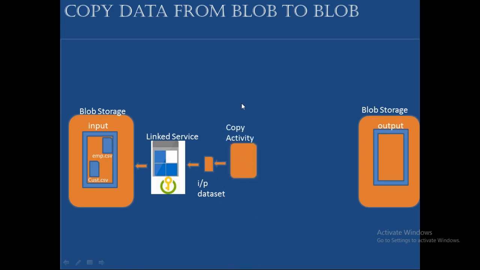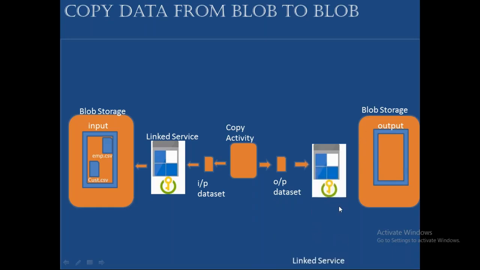Next, I want to copy these two files. Where you want to copy this data, for that you need to refer again where you want to load this data. That reference point is nothing but the output dataset. So if you want to refer to another output folder, you need to connect to the same storage again. So I am going to connect to the same storage again by using a linked service. The only difference is when you are moving data within the same storage, you can have one linked service. If you are moving data between two different storages, then you need to create two different linked services.